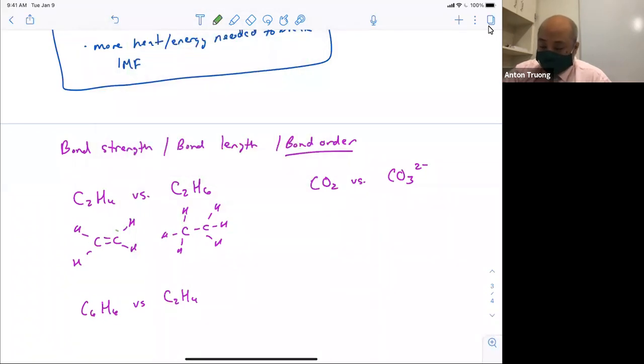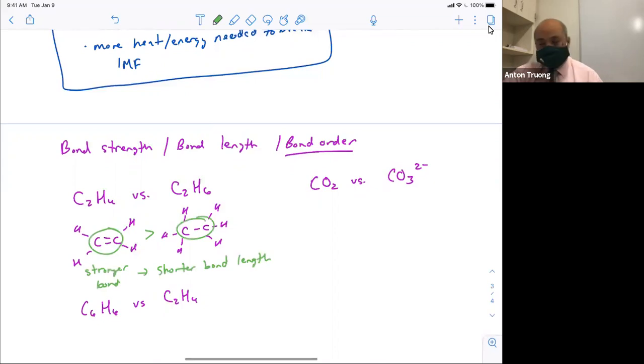If we're comparing bond strength between this, the double bond is a stronger bond, which means a shorter bond length. And you would cite, well, C2H4 has a double bond, C2H6 has a single CC bond, and a double bond is stronger than a single bond, so therefore the bond length will be shorter because of a greater attraction between the two carbons.